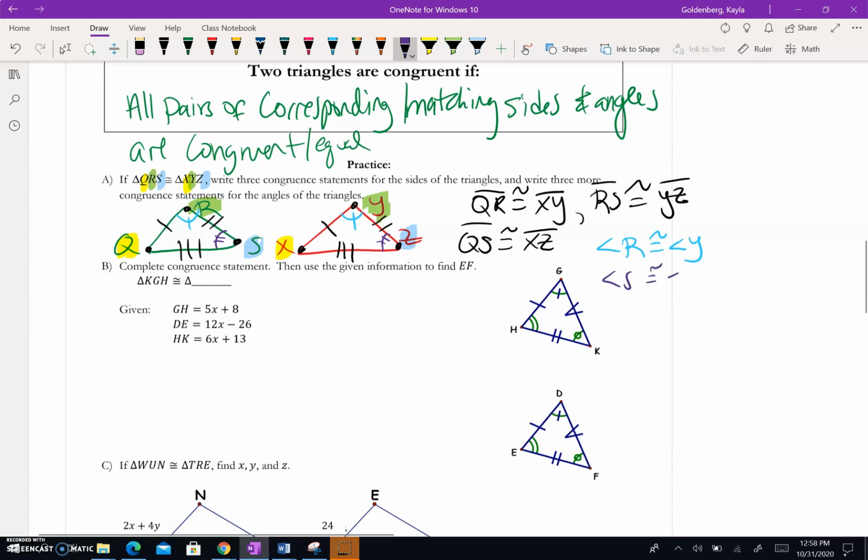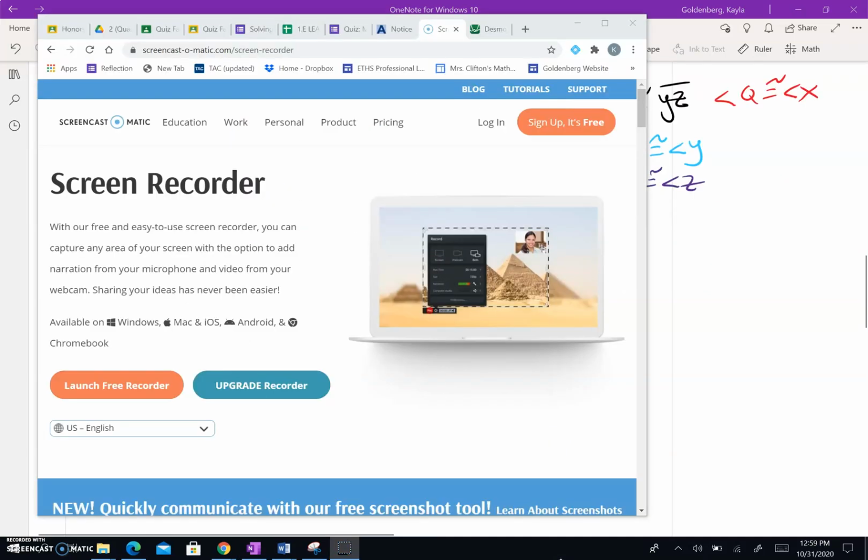Angle S is congruent to angle Z. And I'll do one more here. I'm going to say angle Q is congruent to angle X. So those are my three congruent angle statements and my three congruent side statements.